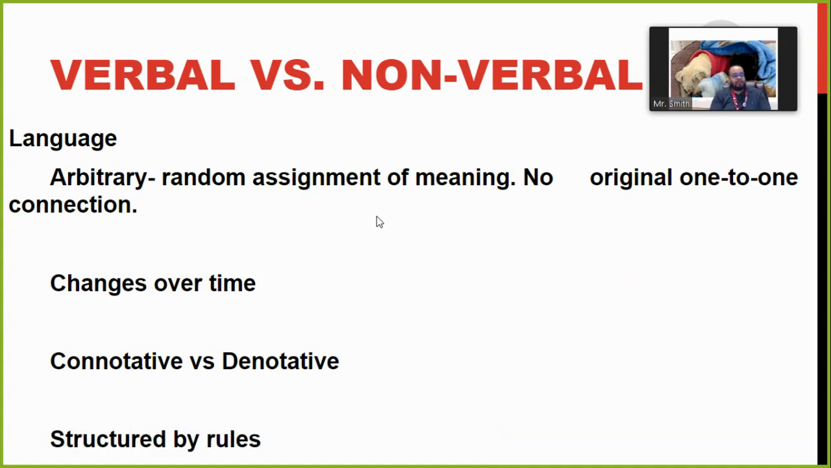Language is arbitrary. That means that we give it a random assignment of meaning. So what I mean by that is, I can say, all right, guys, I'll see you tomorrow, but I'm not specifying when that is. Or if you say, I'll see you later, we're not really saying when that's going to be.